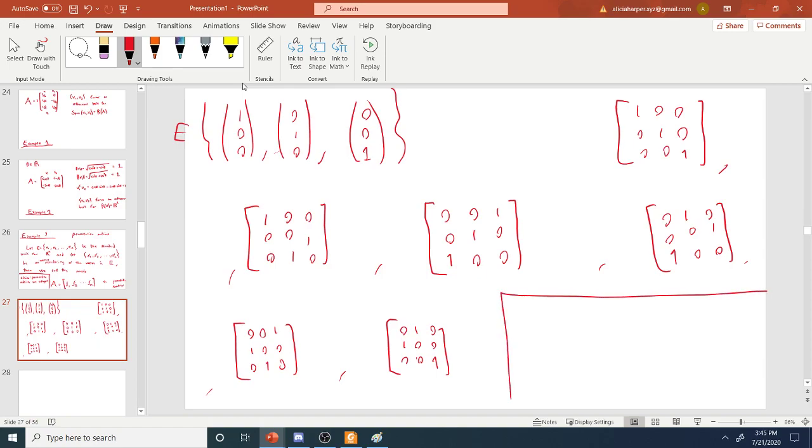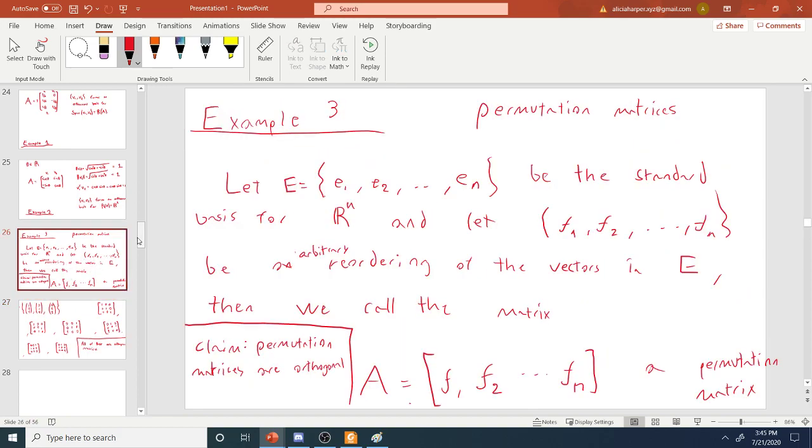And all of these are orthogonal matrices. And the reason they're all orthogonal is because we already know that the standard basis is an orthonormal basis. So F1 through Fn, regardless of how it's ordered in the matrix, also has to form an orthonormal basis. So this gives yet another class of orthogonal matrices.